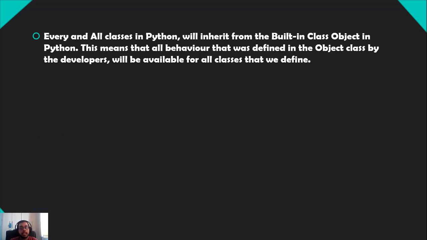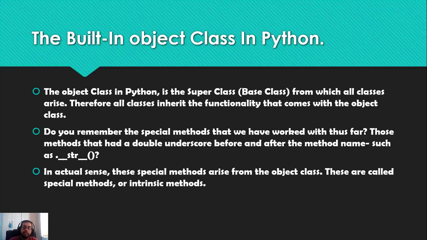Every and all classes in Python will inherit from the built-in class object. This means that all behavior that was defined in the object class by the developers will be available for all classes that we define. The built-in object class in Python is the superclass, the base class from which all classes arise. Therefore, all classes inherit the functionality that comes with the object class.